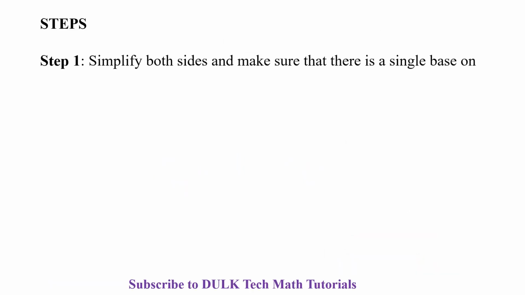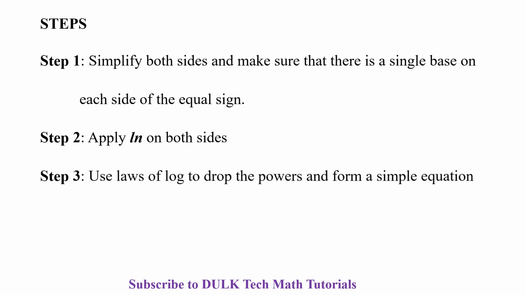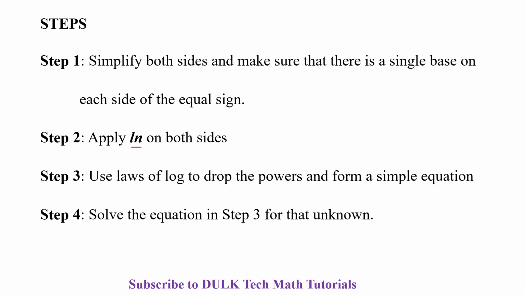The first step is to simplify both sides and make sure that there is a single base on each side of the equal sign. After that, the next step is to apply the natural logarithm. Some pronounce this as ln and I pronounce this as ln. Then the third step is to use the laws of logarithms to drop the powers and form a simple equation. Then the fourth step is to solve the equation formulated in step 3 for the involved unknown.